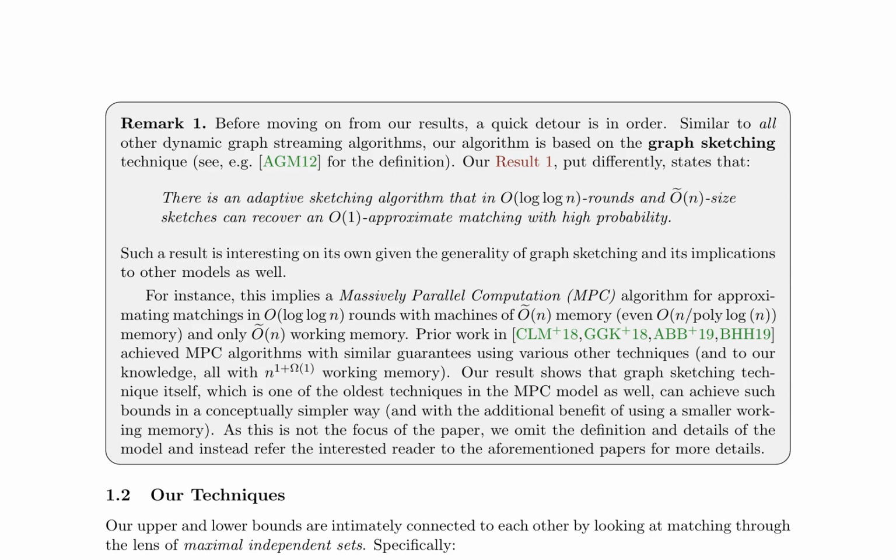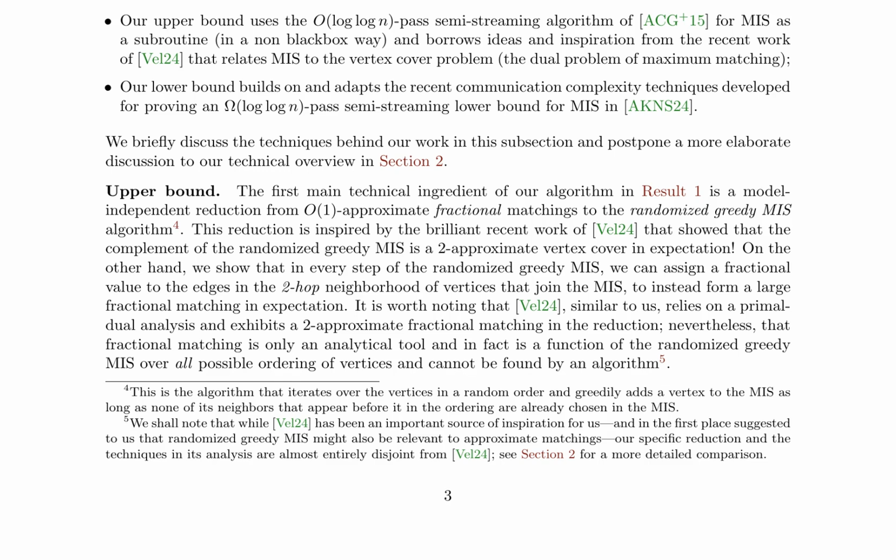Prior work in this area achieved MPC algorithms with similar guarantees using various other techniques. The upper bound of this approach utilizes the O(log n) pass semistreaming algorithm for maximal independent sets (MIS) as a subroutine and draws inspiration from recent work that relates MIS to the vertex cover problem. The lower bound builds on and adapts the recent communication complexity techniques developed for proving an omega(log n) pass semistreaming lower bound for MIS.